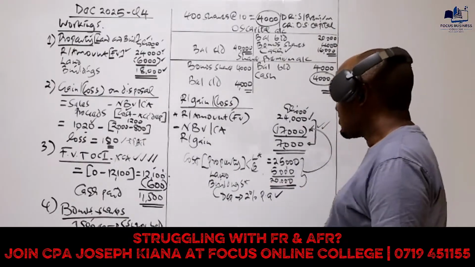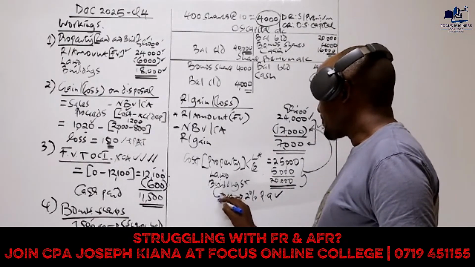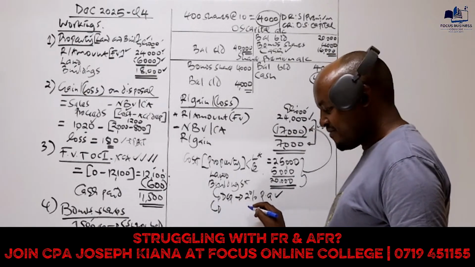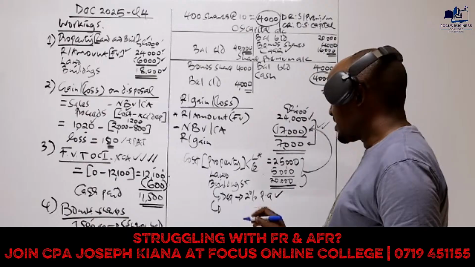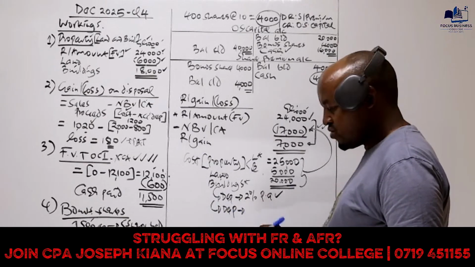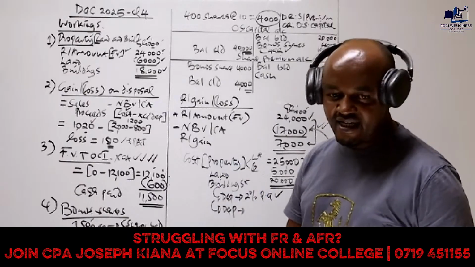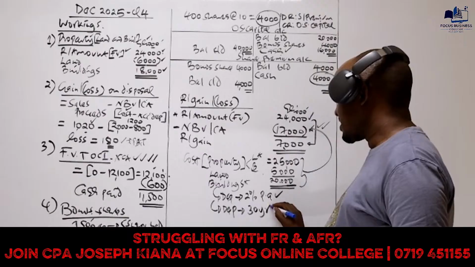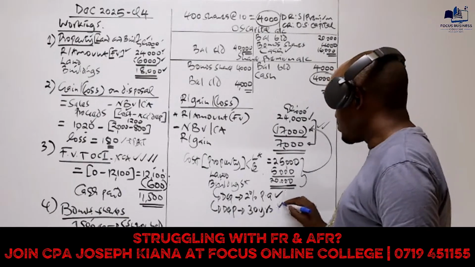After they were revalued, we are told that the buildings are estimated to have a useful life of 30 years. So basically, these revalued buildings will now be depreciated on a straight line basis over the next 30 years.